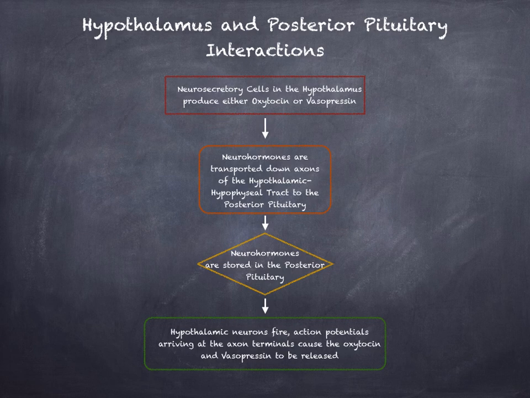Once these neurohormones are made, they are transported down the axons of the hypothalamic hypophyseal tract down to the posterior pituitary, where the neurohormones are stored. When those hypothalamic neurons fire, action potentials arriving at the hormone terminals cause oxytocin and vasopressin to be released. So these axon terminals release hormones almost like on demand.